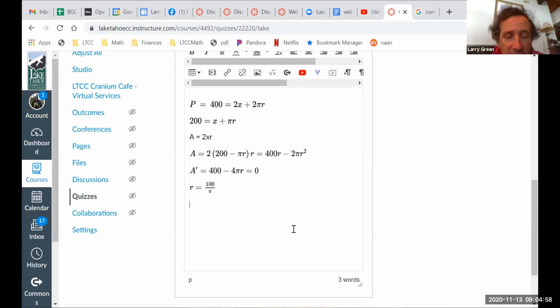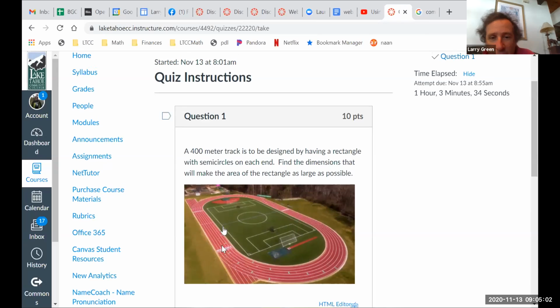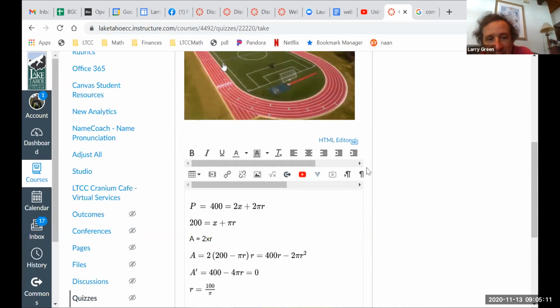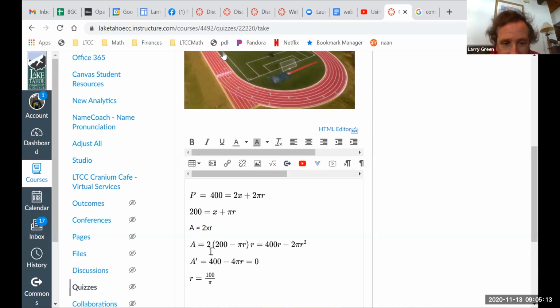Okay. Now we want the dimensions, because that's what the question is. Remember, the last step is always to read the question. And I want to highlight the fact that we're looking for the dimensions, not the dimension. So we got r, now we got to get x, but that's easy because x was 200 minus pi r. So x will be 200 minus pi times 100 over pi. So let's write that down.